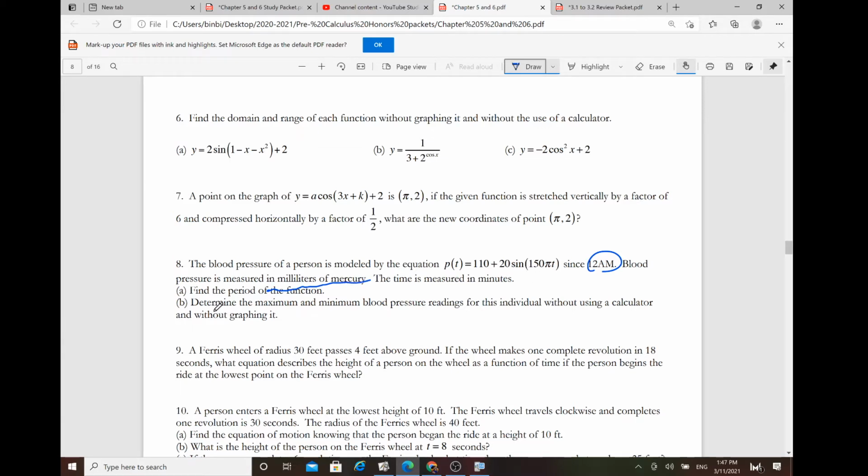Now find the period of the function. The period of the function is all about the value of b. So the period is always 2 pi over b. Again, the given structure here is just the ultimate form. So 2 pi over b would be 2 pi divided by 150 pi. Reduce it, so pi cancels. So 2 over 150, and that'll be 1 over 75.